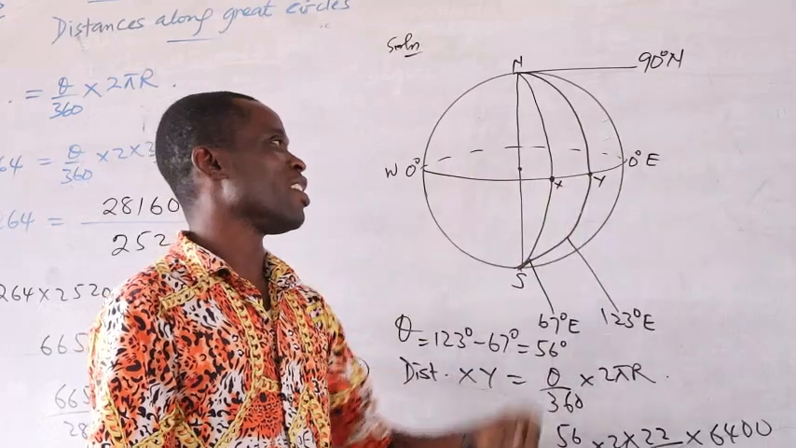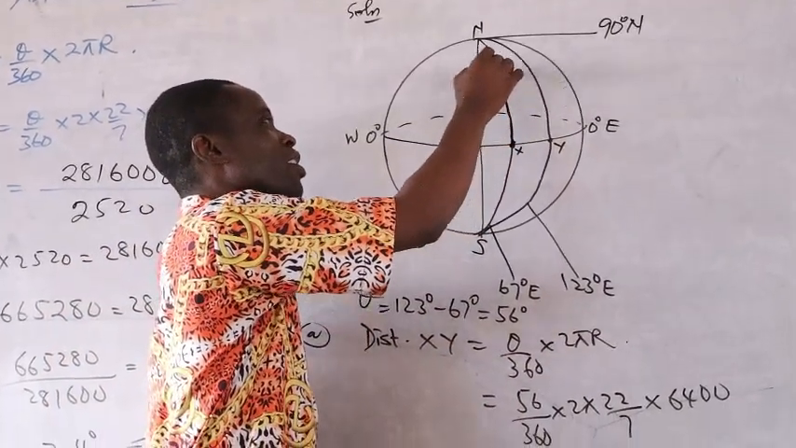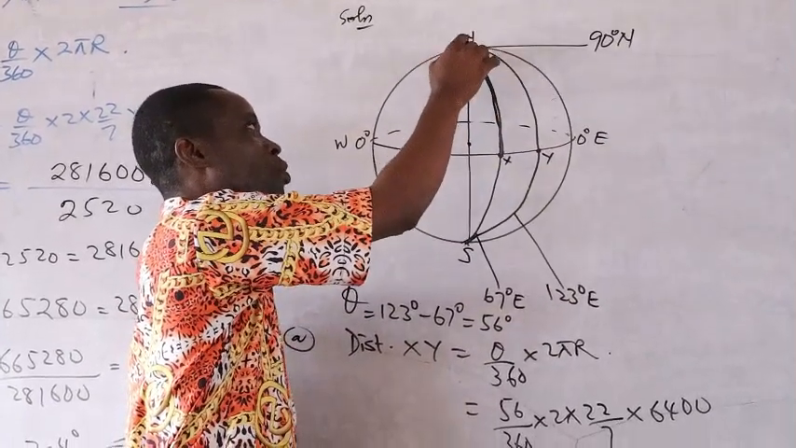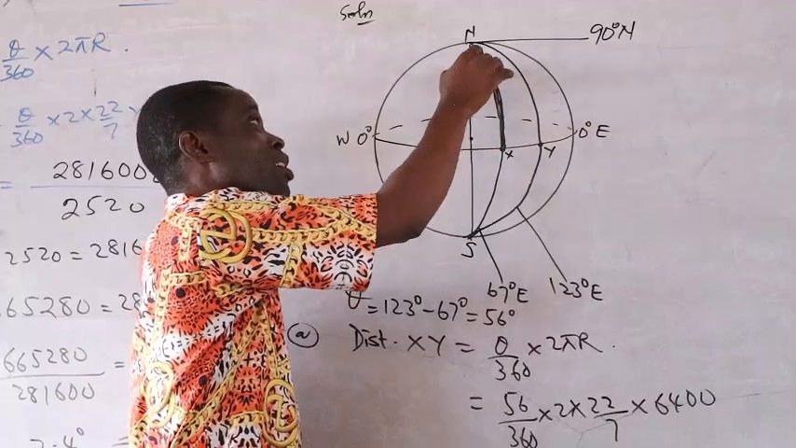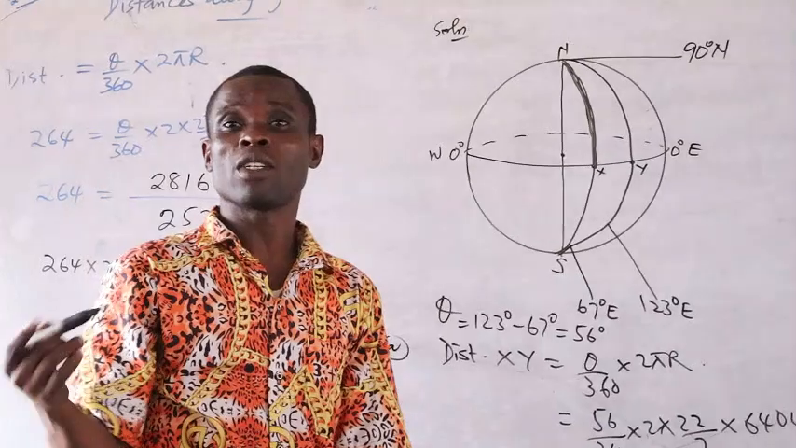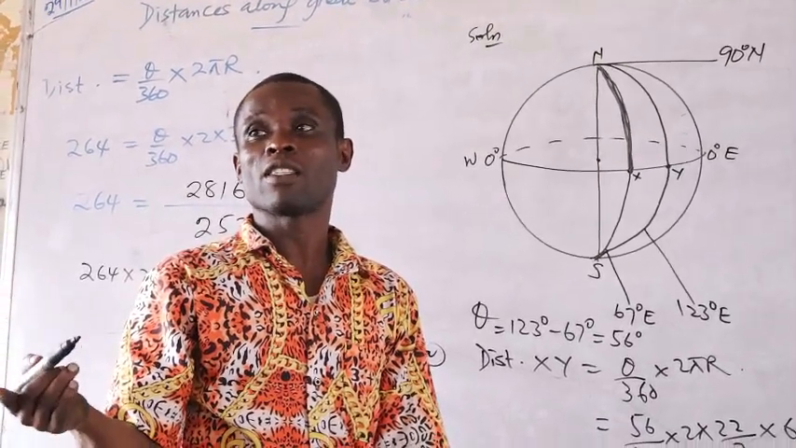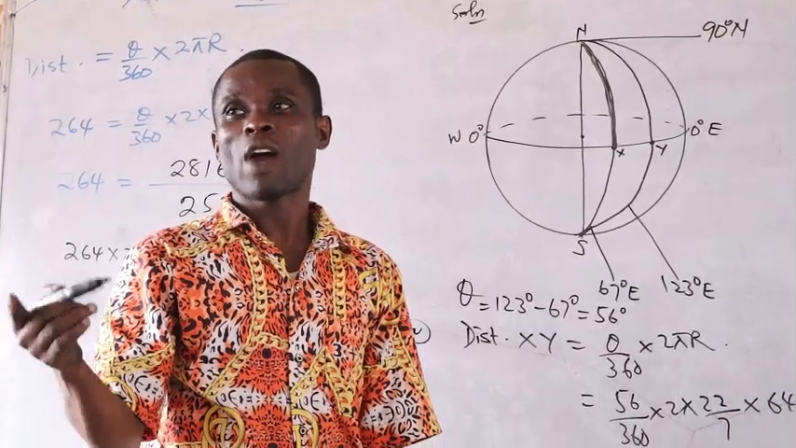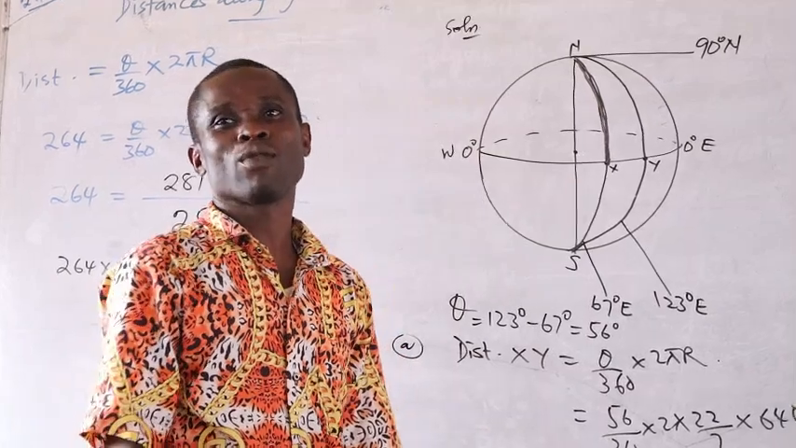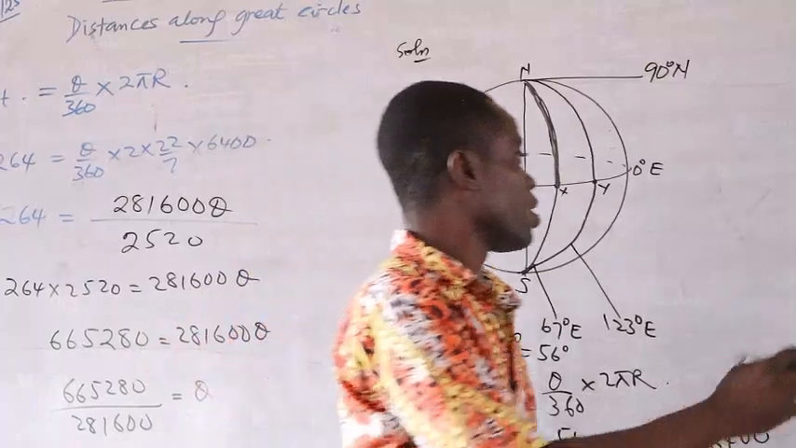So if you want to find the distance between X and the North Pole, look at this. The two of them are on the same longitude. Is that a small circle or a great circle? Great circle. And which formula are we going to use there? Theta over 360 times 2 pi R. It's bigger. Why is it bigger? It's a great circle. So it means that the formula is, let me use this.